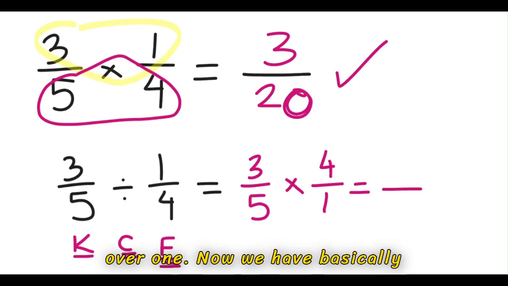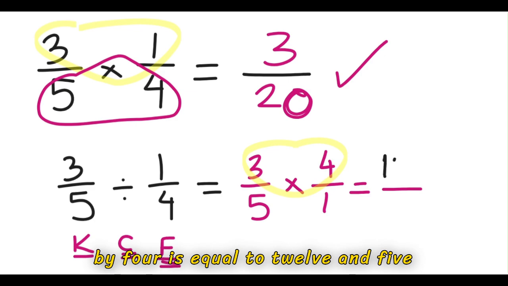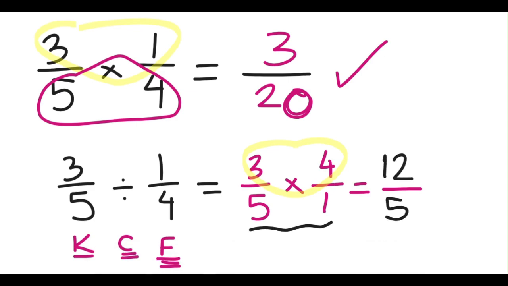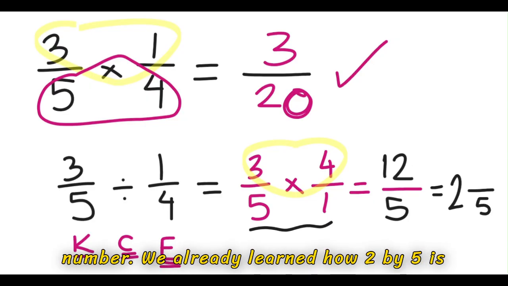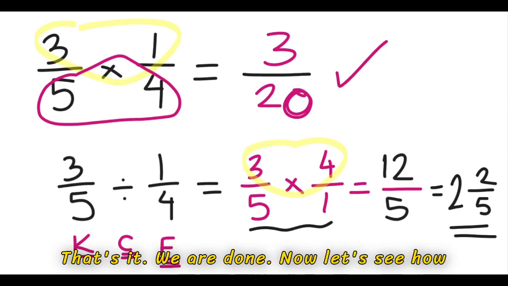Now we have basically just a multiplication. 3 multiplied by 4 is equal to 12, and 5 multiplied by 1 is equal to 5. Again, this can be written as a mixed number. We already learned how. 2 by 5 is 10, 12 minus 10 is 2. That's it, we are done. Now let's see how that works with mixed numbers. Basically, same rules apply here.